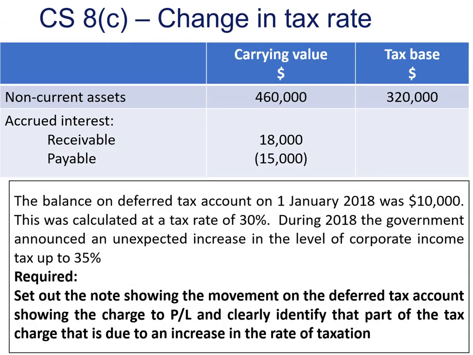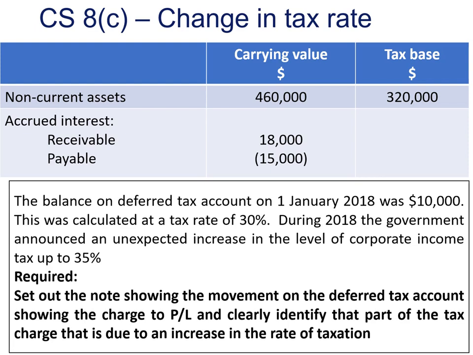Change in tax rate again. A non-current asset, we have a carrying amount of 460,000, a tax base of 320,000. You have accrued interest, there's a receivable of 18,000 and a liability of 15,000. The balance on deferred tax account as at 1 Jan 2018 was $10,000. They don't tell us whether that is a liability or if it was an asset. I would assume it's a liability. Okay, this was calculated using a tax rate of 30%.